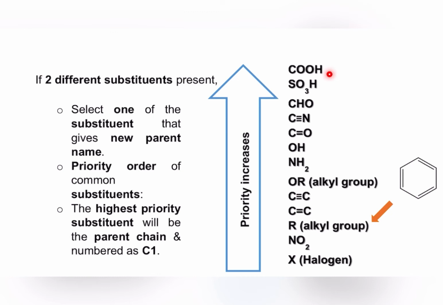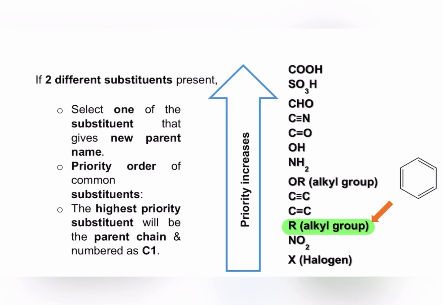So when you have carboxyl attached to the benzene ring, please remember from the previous video, you have the common name which is benzoic acid. So benzoic acid is going to be your parent. And extra information here, for your information, benzene is categorized in the alkyl group. So I hope you understand the position of benzene is in this position.